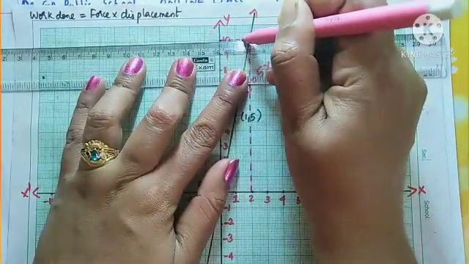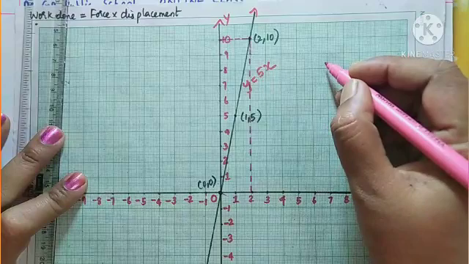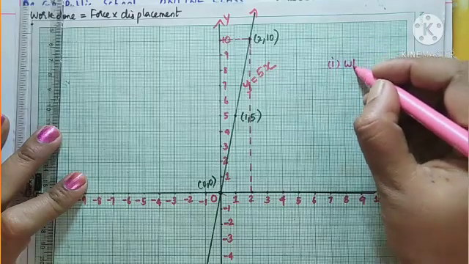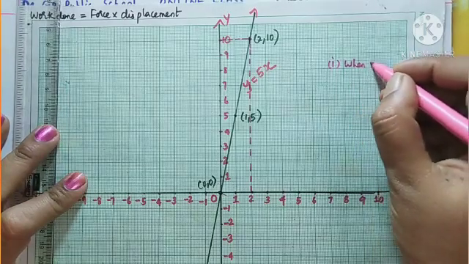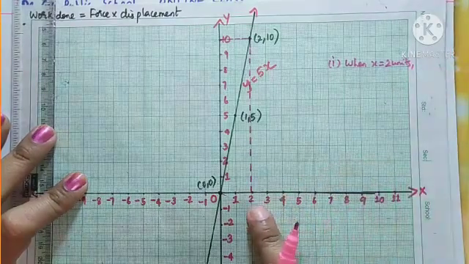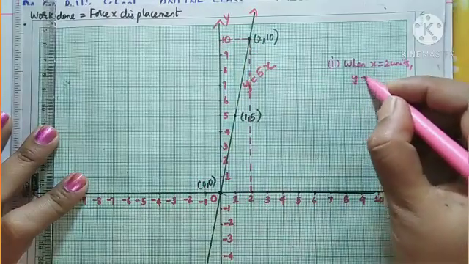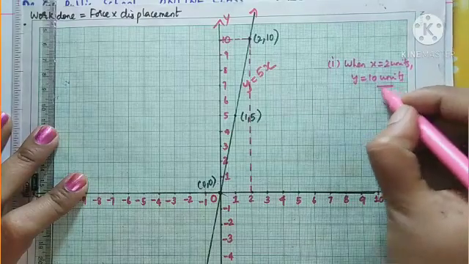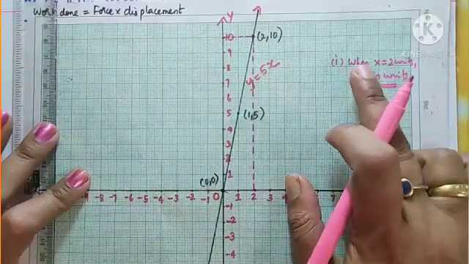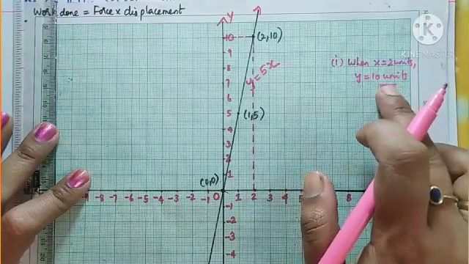So there you just join these lines, so that this is the answer for the first question. That is the first subdivision answer. When x is equal to 2, the distance travelled is 2 units, what is the work done, children? Y equal to 10 units. So this is the answer for the first subdivision. This is the meaning: when distance travelled is 2 units, the work done is 10 units.